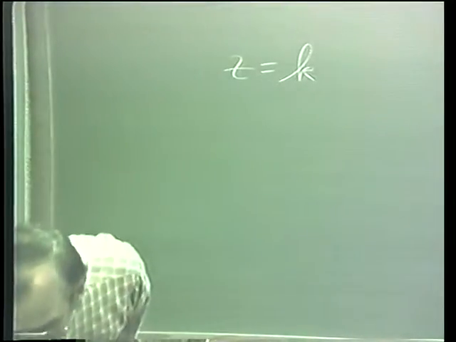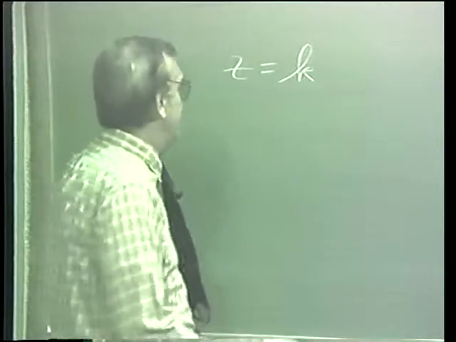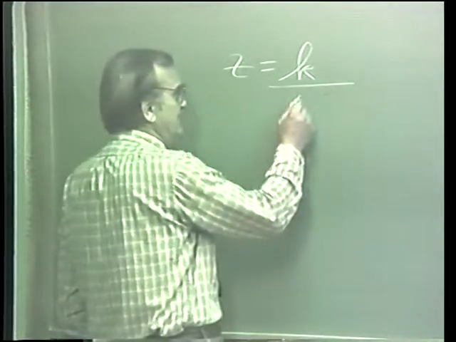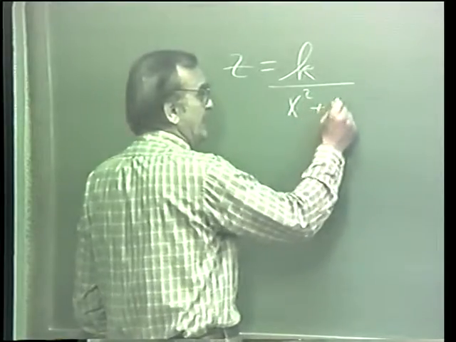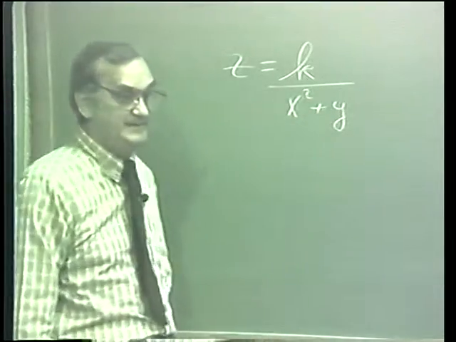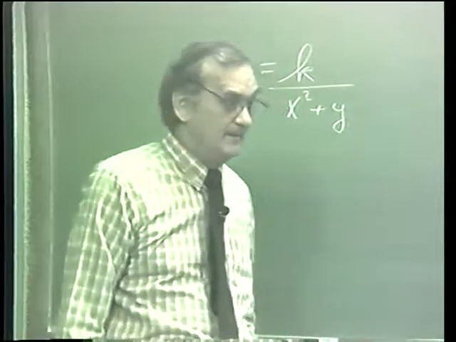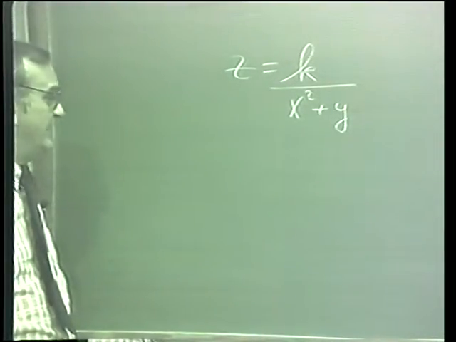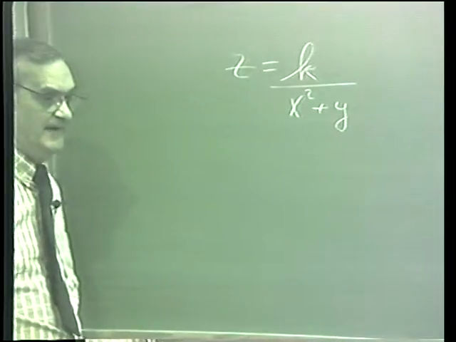Directly. Oh, inversely. Inversely. That means what follows is going to come in the denominator as the sum of x squared and y. Sum means to do what? It means to add. So there is the formula. Our job now is to find the value of K.